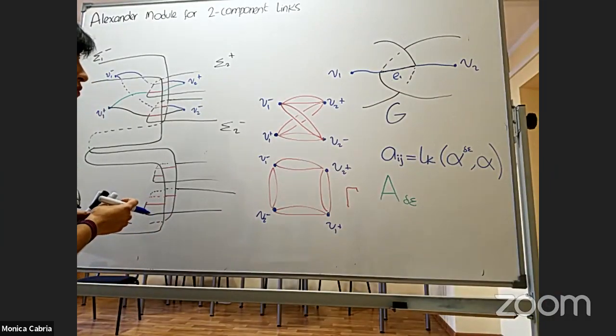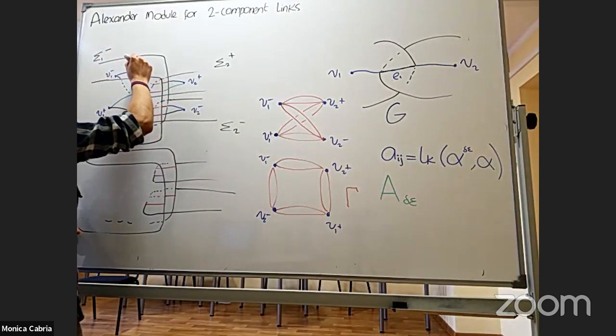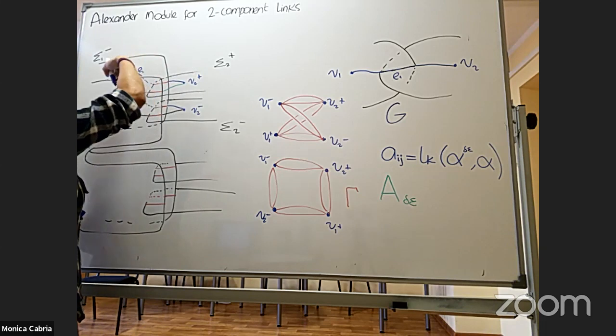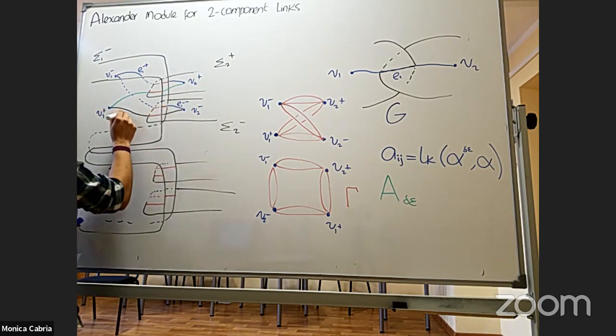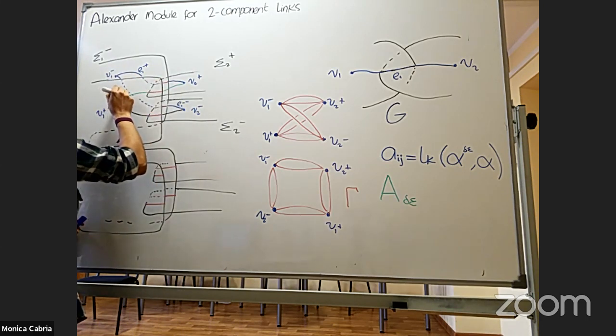Monica, I'm not sure that alpha delta epsilon was defined. Was it defined? So these four edges which you have in the picture, you could call them, and the one edge which you have in the single clasp, you could call it, for example, E1. And then these four edges could be called E1 plus plus, E1 plus minus, and so on. Yes. Could you please write this E1 plus plus and so on? Okay, so in here, this is going to be E1 minus plus. This is E1 minus minus. This one is E1 plus minus. And this one is E1 plus plus.